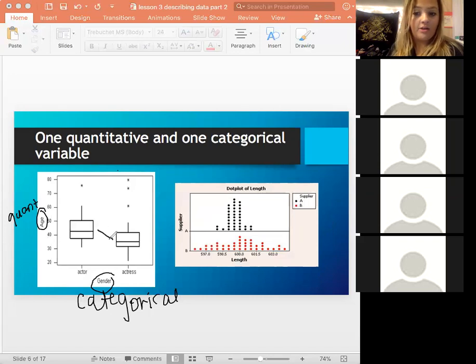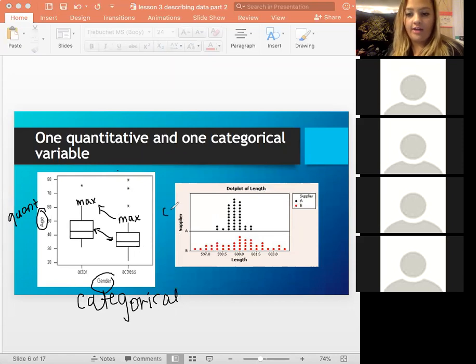So it's a good way to compare. We can say, oh, the median of actors is this much higher than actresses. And then same with our max and our min, we can show how the max of the actors is clearly larger than the max of the actresses, and so on and so forth. And this is the same idea here.